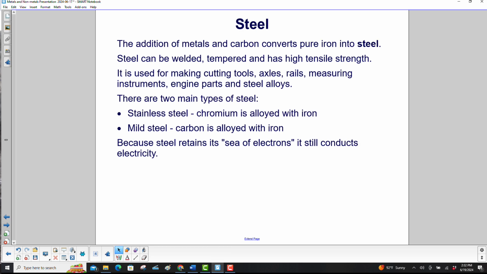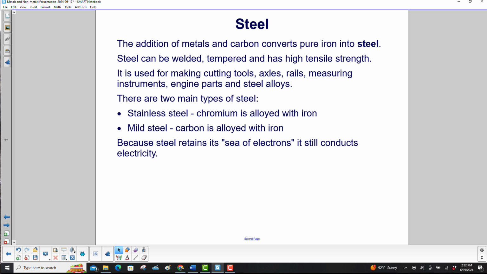The addition of metals and carbon converts pure iron into steel. Steel can be welded, tempered, and has high tensile strength. It is used for making cutting tools, axles, rails, measuring instruments, engine parts, and steel alloys, and many more, of course. There are two main types of steel: stainless steel, where chromium is alloyed with iron, and mild steel, where carbon is alloyed with iron.